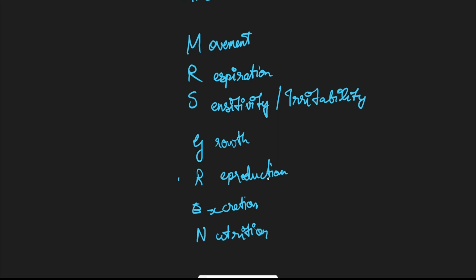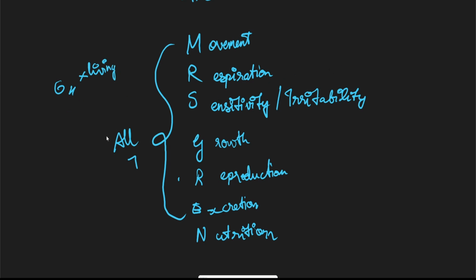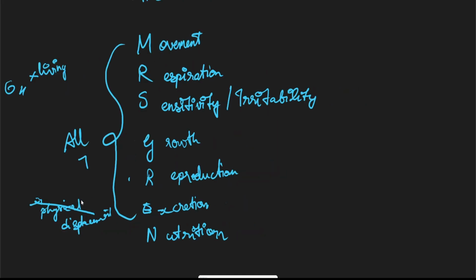Now, all living organisms must show all of these, all seven. Otherwise, they cannot be considered living. Even if they show six, they cannot be considered living. Now, you might say that plants don't show movement. They do. It doesn't have to be external movement. It doesn't have to be physical displacement. It's just movement in general. It's an action.